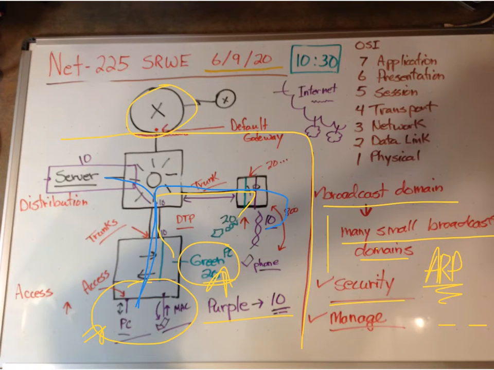You can actually do more security. For example here, the green can't get to the server because that's in the purple, based on the numbers. And just managing the network.